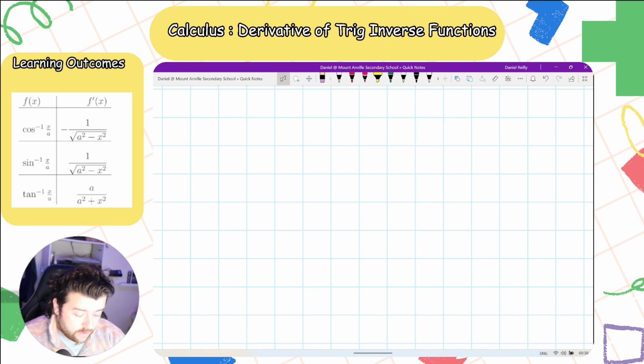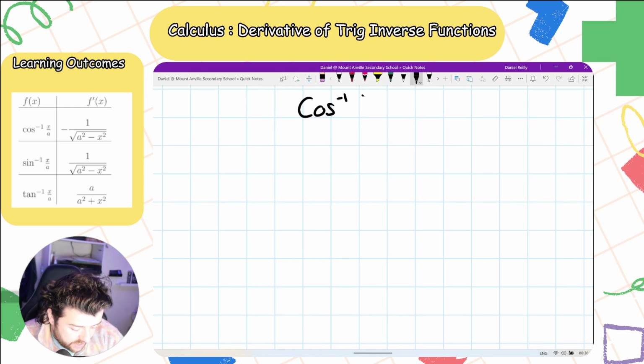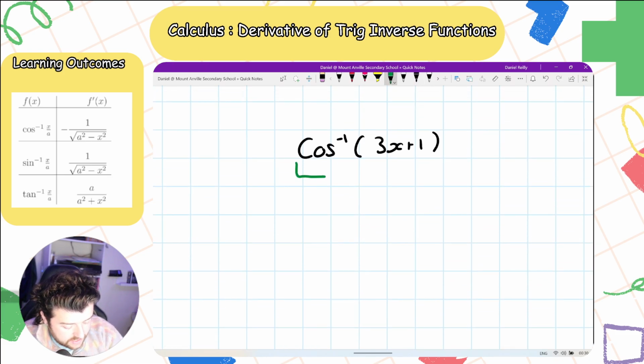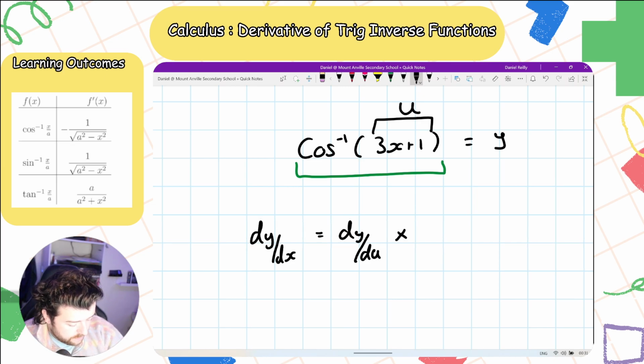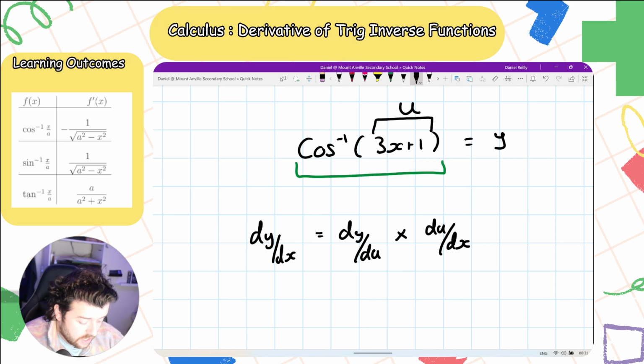Like all of our ones before this, it involves the chain rule. So again, say cosine inverse of 3x plus 1. Remember, this is my outer function and this is my inner function u. To find dy dx, I find the derivative of my outer function with respect to u and multiply it by the derivative of my inner function, du dx. That will give me my full derivative here. So all we need to remember is we need to multiply by the derivative of my angle.